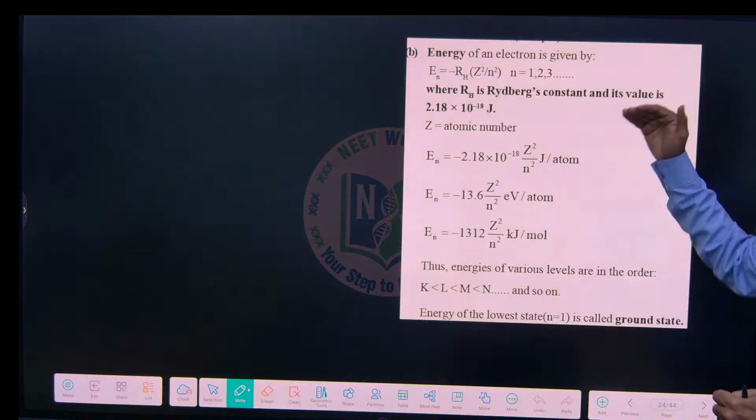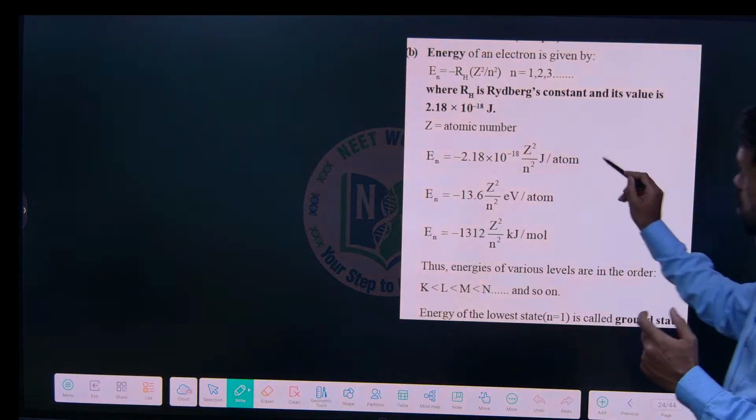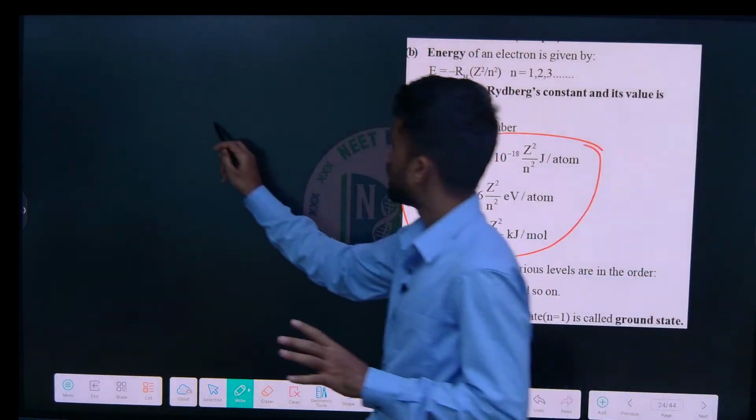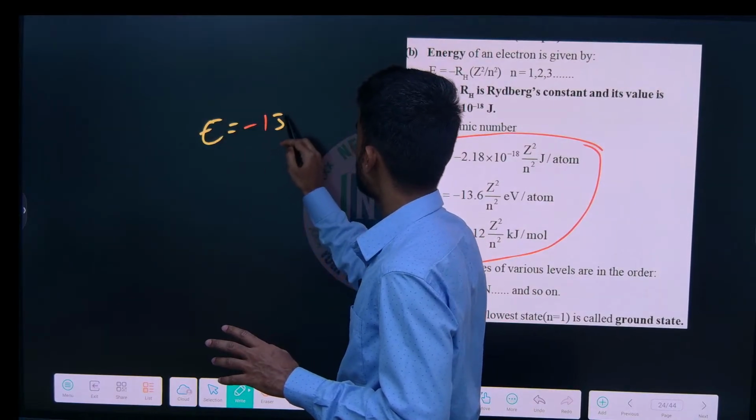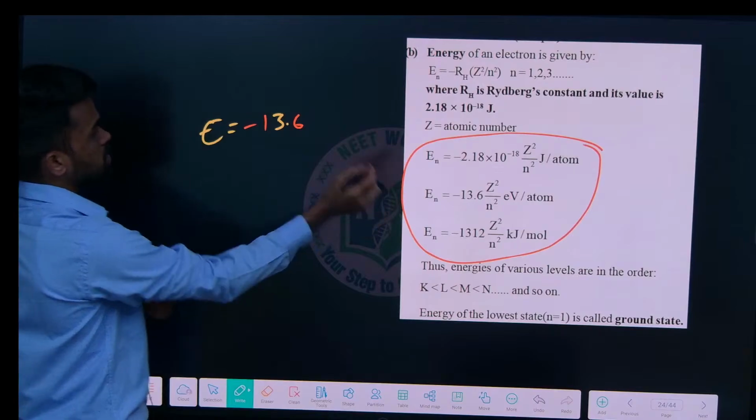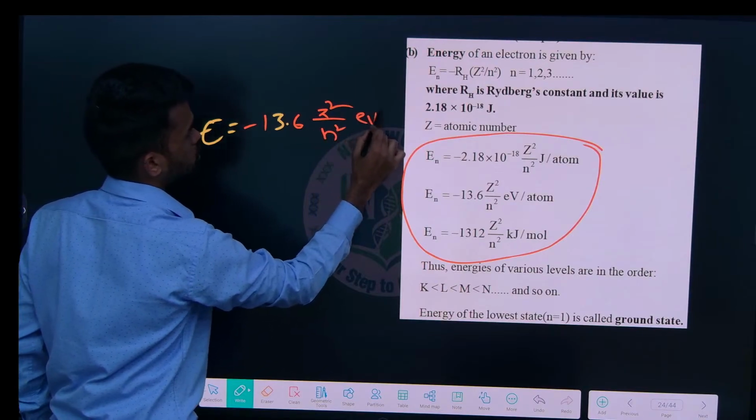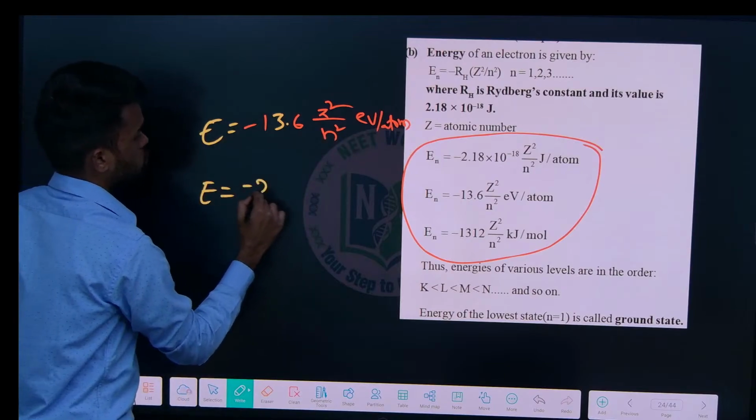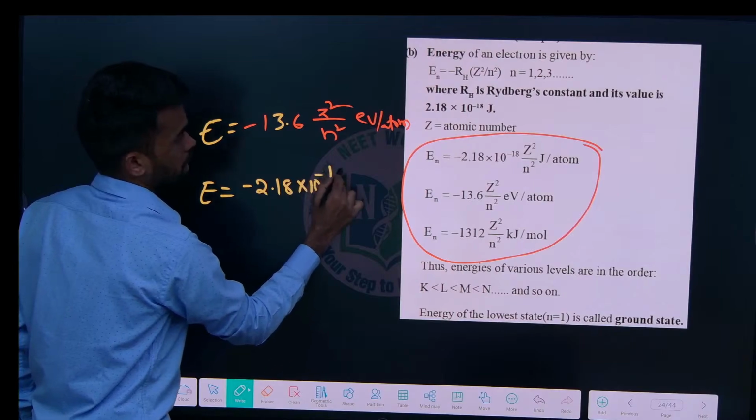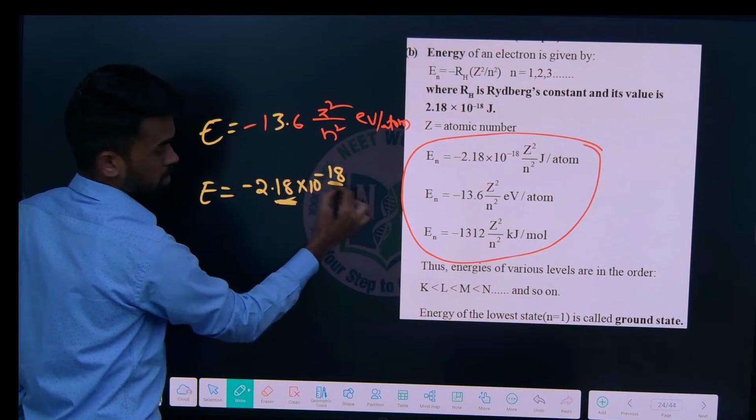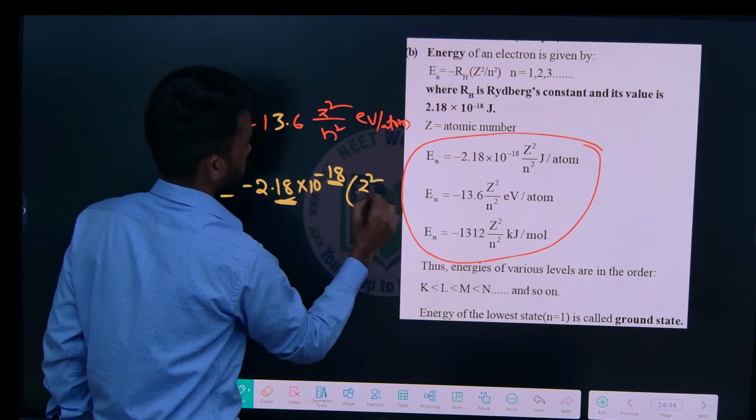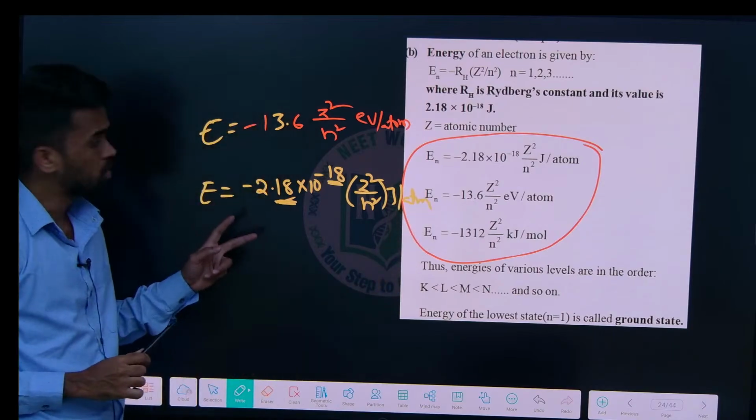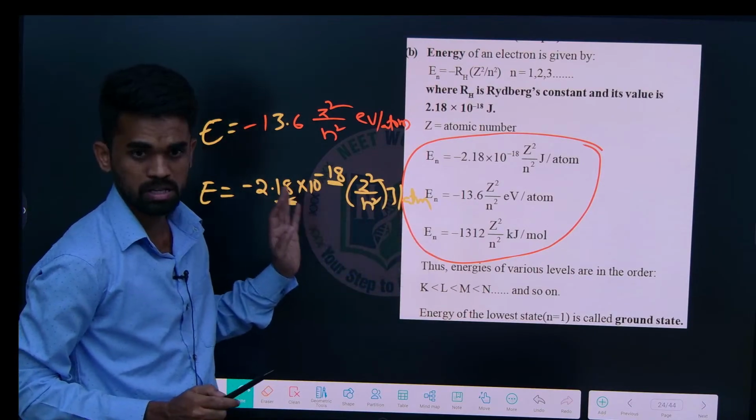And the next one here, energy. Please make a note of all these formulas, energies in different units. The first one is this formula: energy equals minus 13.6 Z square by n square electron volt per atom. This is a very very important formula. And the next formula is minus 2.18 into 10 power minus 18 Z squared by n square joule per atom. These are the two important formulas. Along with this, remember the other formulas also which I have mentioned.